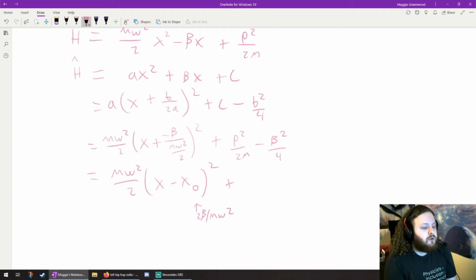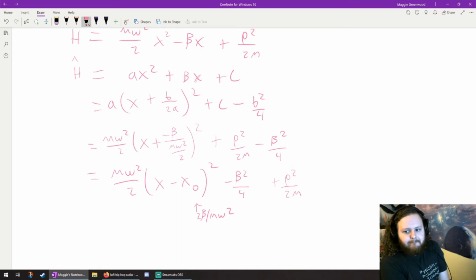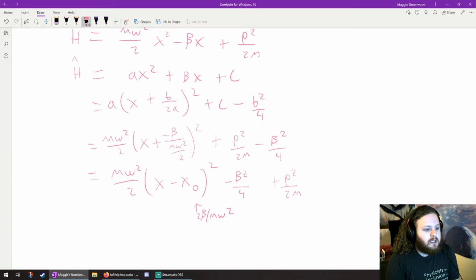The p squared over 2m is still hanging out. So what I'll probably do is pull the beta squared over 4 right here, and then plus p squared over 2m. What does this thing look like? This out here in purple, this is still the momentum. The p squared over 2m is still the kinetic energy. This stuff all the way over here is the potential energy written slightly differently.